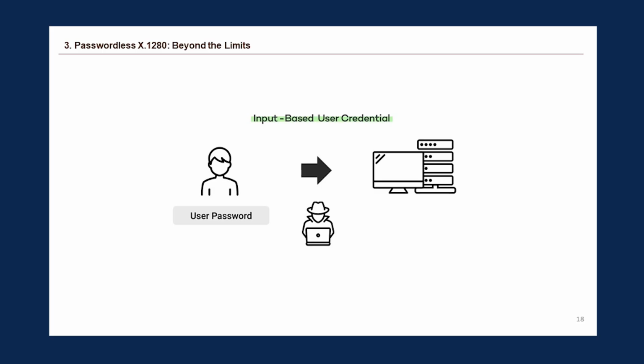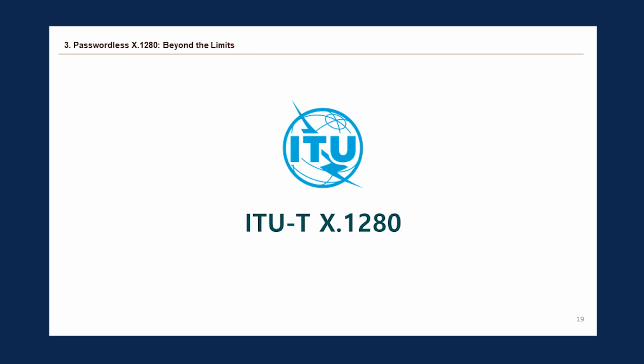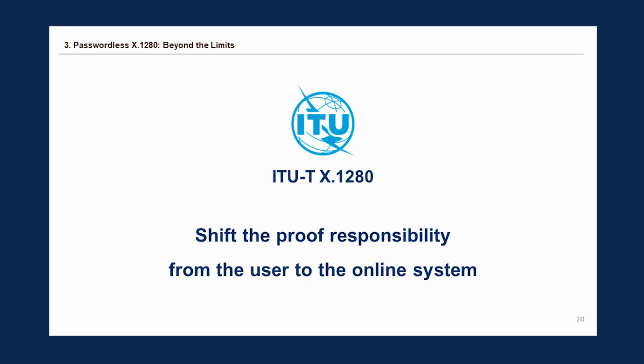But if someone is in the middle, they can steal our credential, or they can make us misuse our certificate for their purpose. To prevent that, the ITU and some of our experts standardized the countermeasure as XDA1280. If I summarize XDA1280 in one sentence, it is shifting the proof of responsibility from the user to the online system. That's the brief introduction to XDA1280.